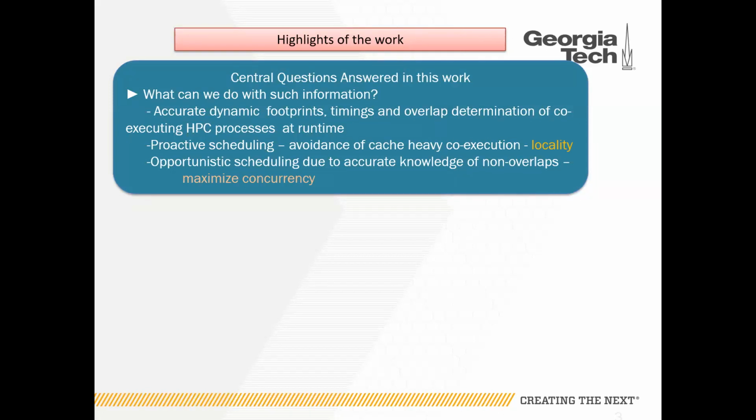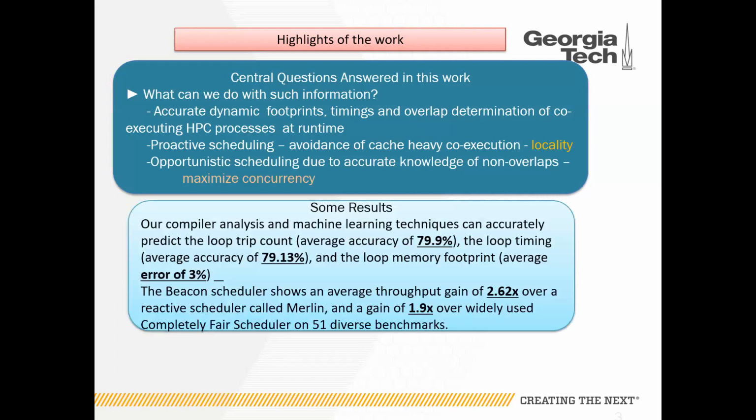For example, we solve the problem of locality by avoiding cache-heavy co-execution when there is a large amount of overlap between these processes. Whereas when the overlap is small, we maximize concurrency. We therefore balance locality and concurrency to get the best schedule. It may be noted that sharing resources aggressively with a better schedule leads to very high throughput.